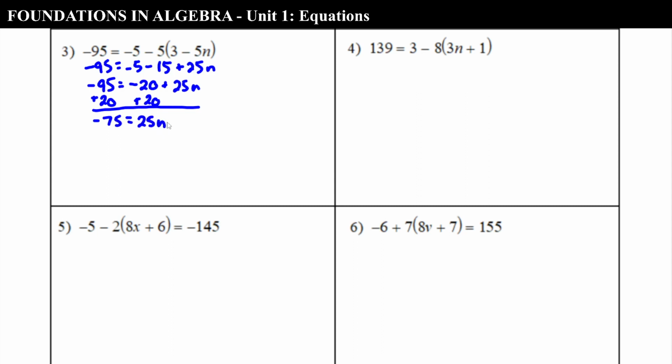Now think about money this way. We're dividing each side by 25. How many quarters does it take to make 75 cents? That would be 3. And it's going to be negative because it got negative divided by a positive.